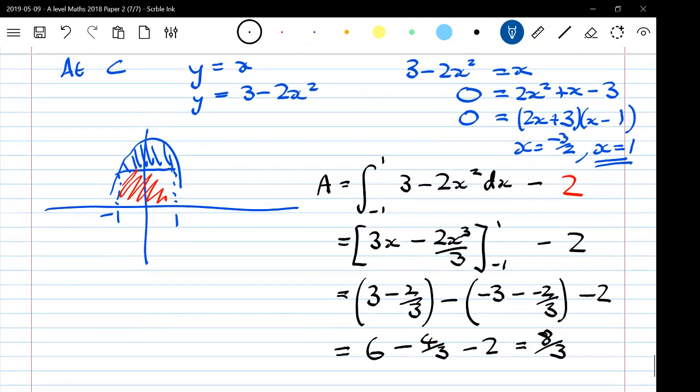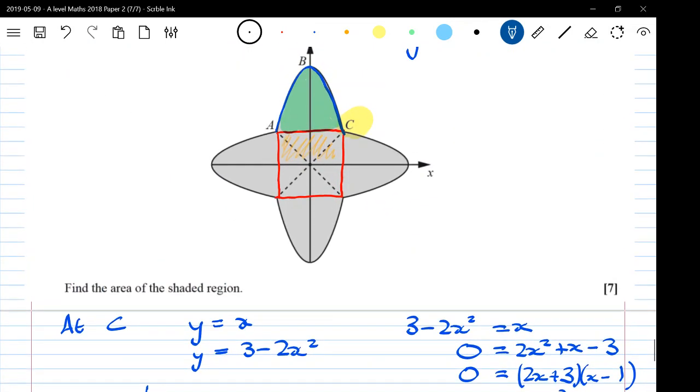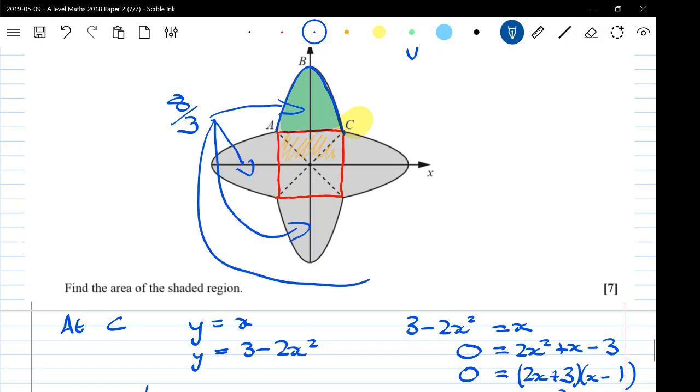Okay, now I just need to put the whole thing together. Looking at my original diagram, I've now established that that area there is an area of 8/3. There are 4 of those green areas. There's one there, there's one there, and there's one there. And there's a red square in the middle, and the red square is 2 by 2, so that has an area of 4, in the middle of that.